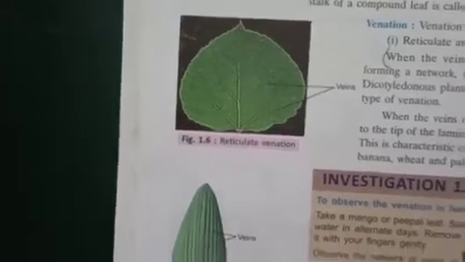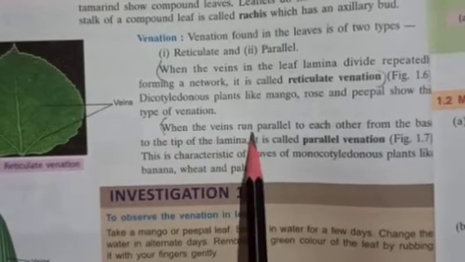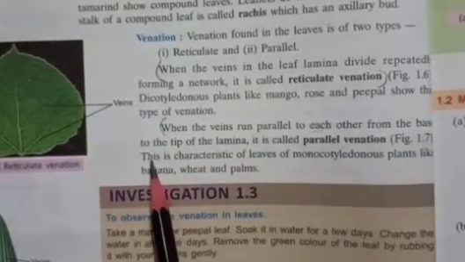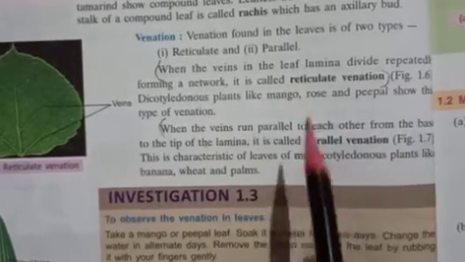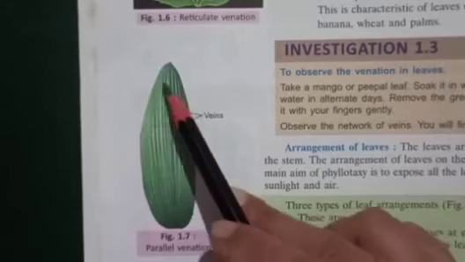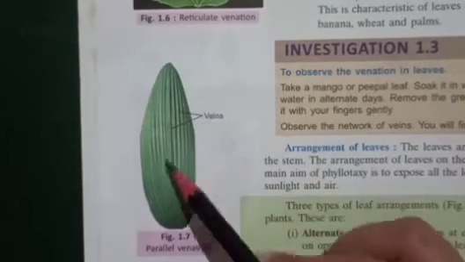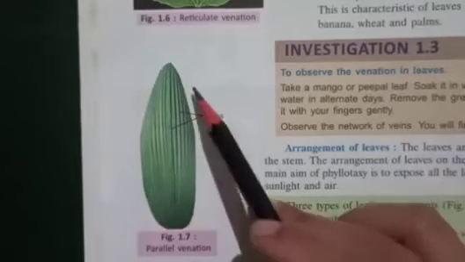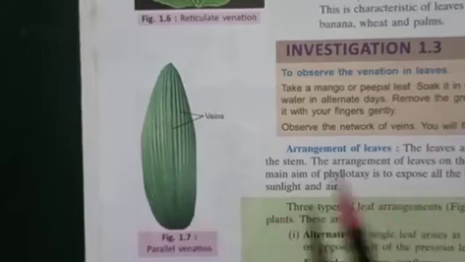Okay, and the second type is parallel venation. So the answer starts from here. When the veins run parallel to each other from the base to the tip of the lamina, it is called parallel venation. So all the veins, they run parallel. Okay, like in this leaf, you can see here veins, they are running parallel to each other. This type of venation is known as parallel venation.